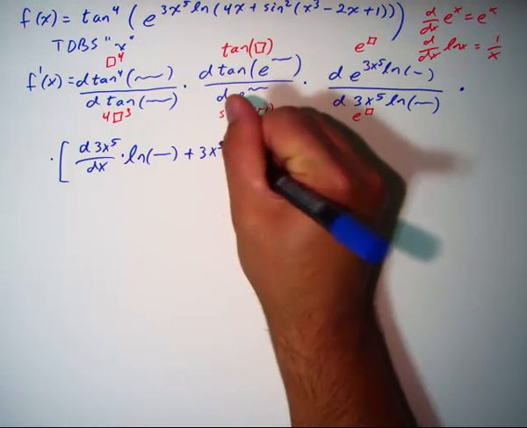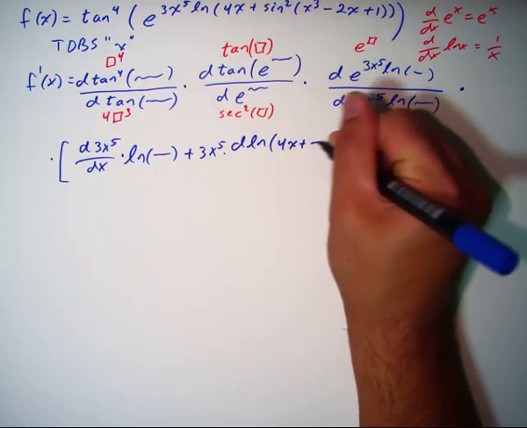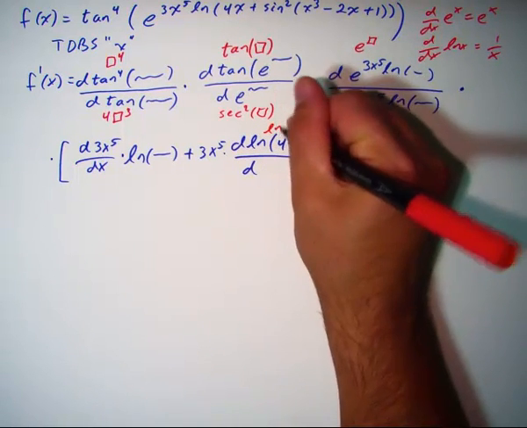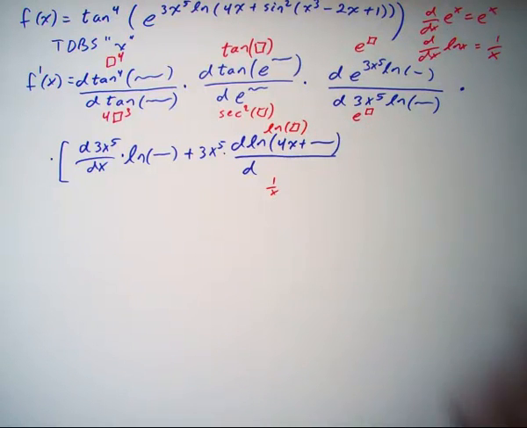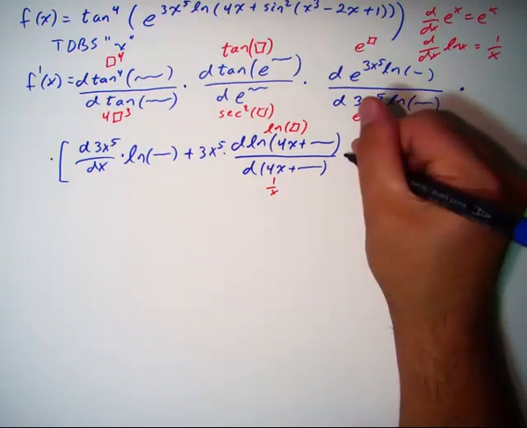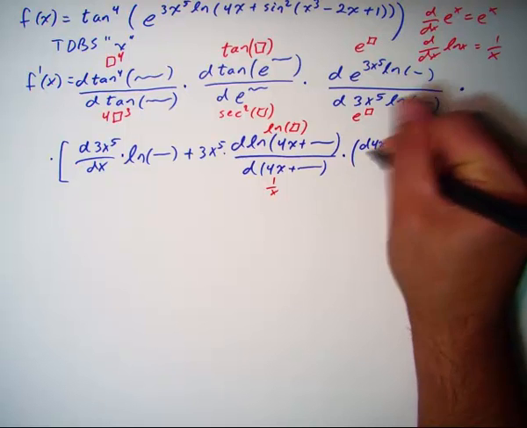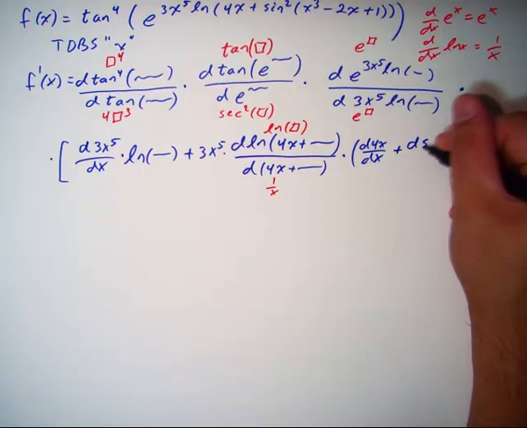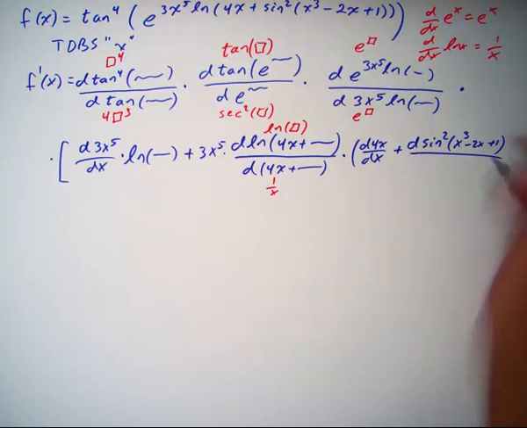Plus 3x to the fifth times the derivative of ln of 4x plus a bunch of stuff with respect to, well, I can look at this as just ln of that thing. So its derivative will be 1 over x as soon as I take the derivative with respect to the thing on the inside, times 4x plus some stuff. I need to take the derivative of the 4x by itself, plus the derivative of sine squared of x cubed minus 2x plus 1.